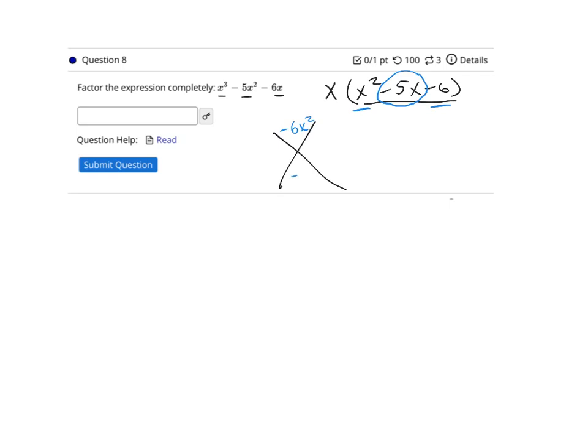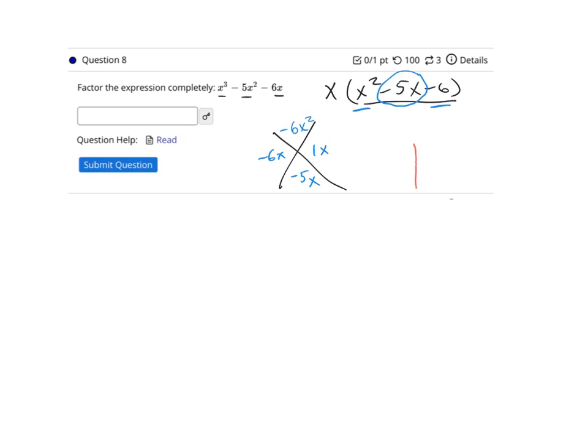So then I have to ask myself, what two numbers will multiply to give me a negative 6 and add to give me a negative 5? Well, that turns out to be negative 6x and a positive 1x, because negative 6 times 1 is negative 6, and negative 6 plus 1 is negative 5.